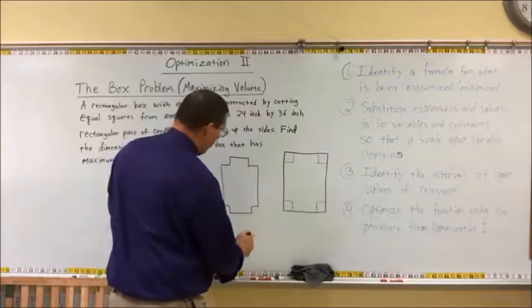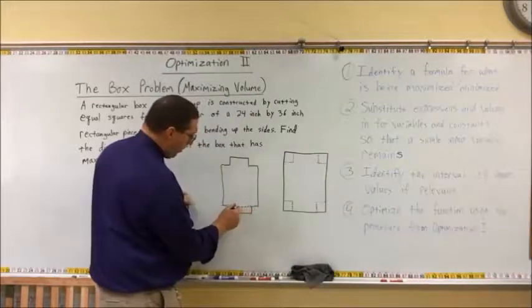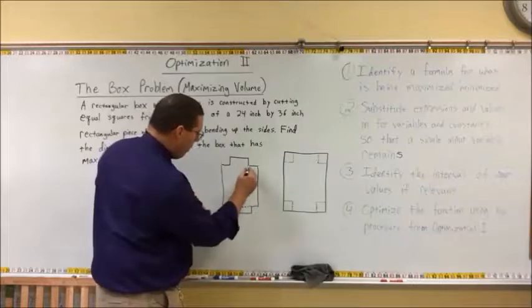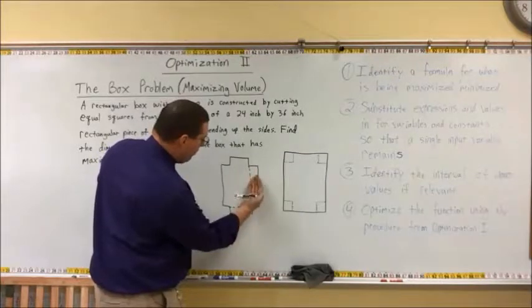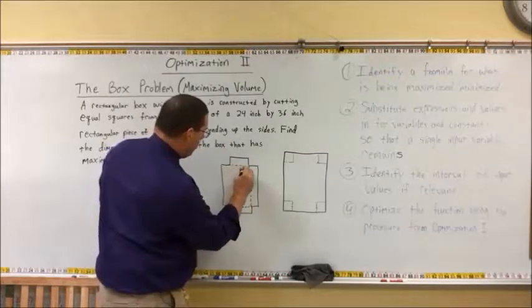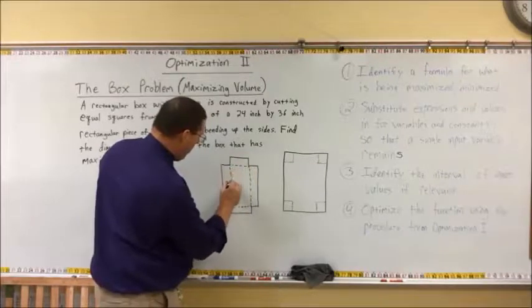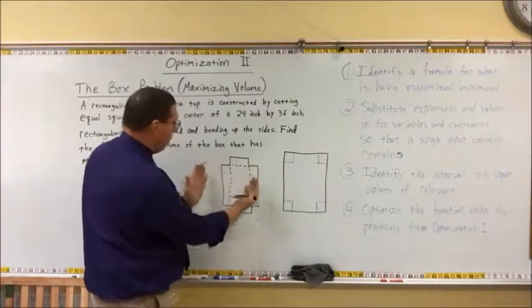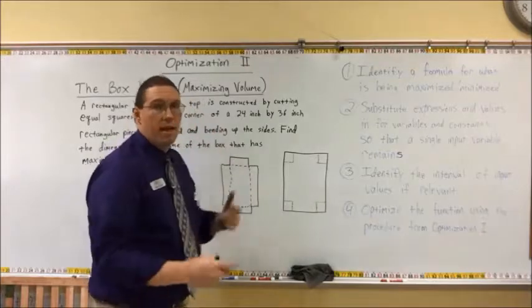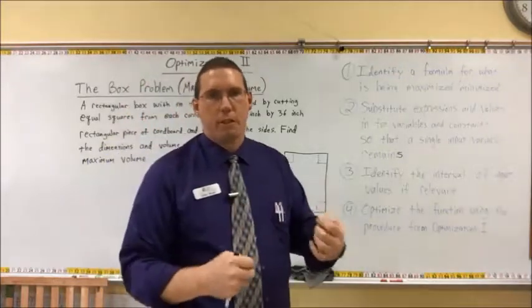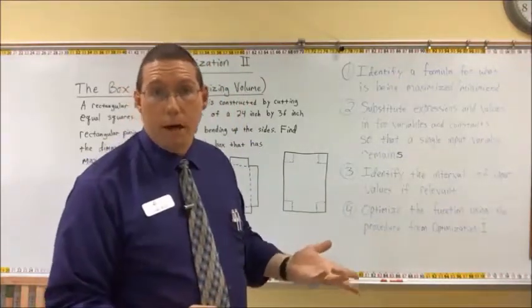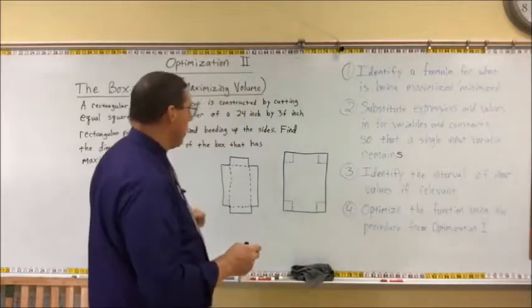And then what we can do is, along this dashed line, we can fold this up. Along this dashed line, we can fold it up. And then along this dashed line, we can fold it up. So we would fold up the four sides, and then you can put tape at the corners, and you'll now have a box. Very basic way to make a box.